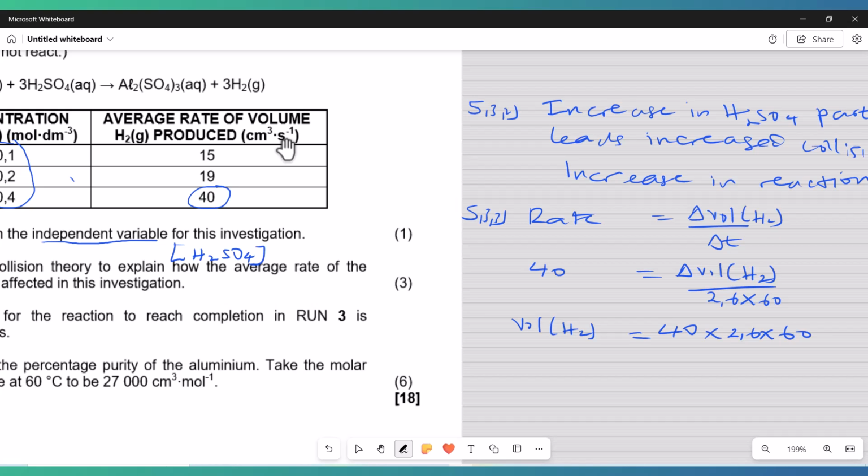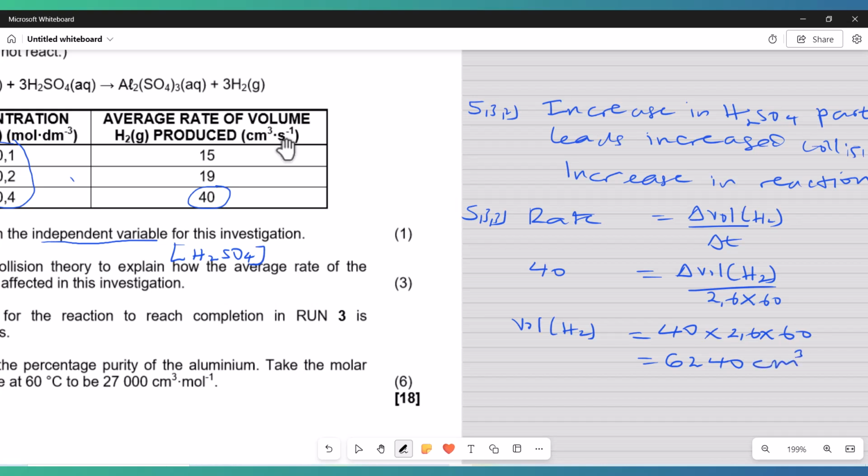So what do you get, calculators? With my calc here, I'm getting 6240 cubic centimeters. This is 6240. Now these are centimeters cubed, okay?